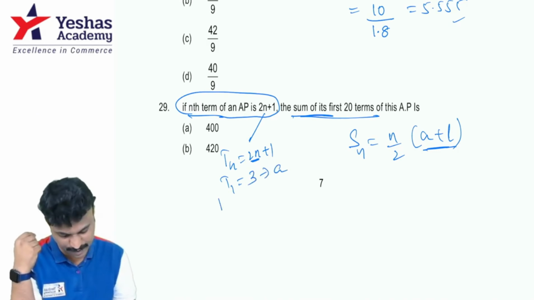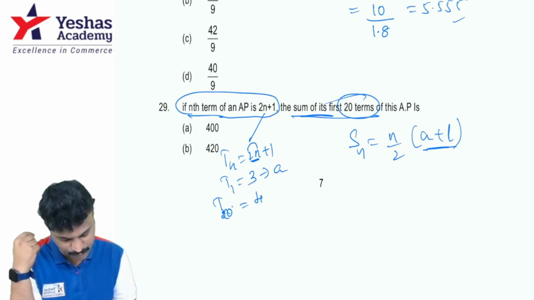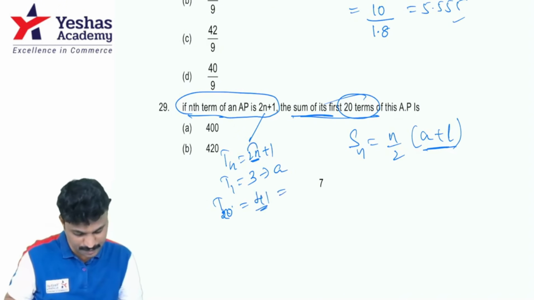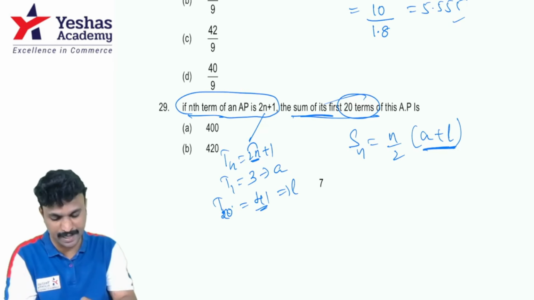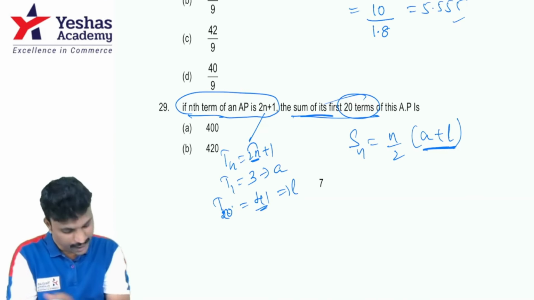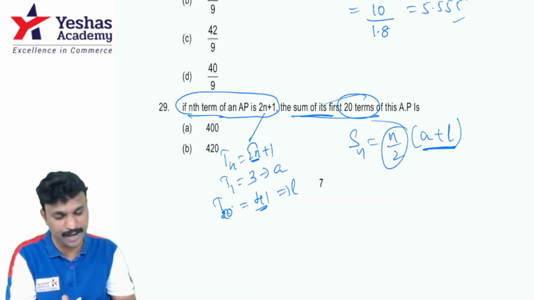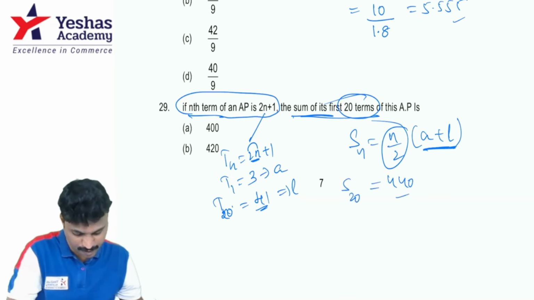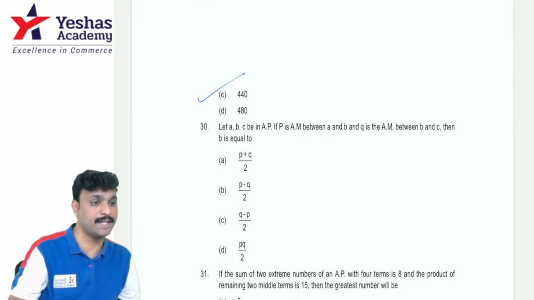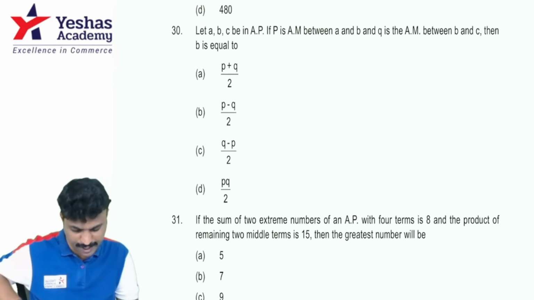And the last term, what is the last term? T20, correct? N is equal to 20. 2 into 20 is 40, 40 plus 1 is 41. So last term is 41, first term is 3. Use the calculator, do A plus L: 3 plus 41 into n by 2, which is 20 by 2. What is 20 by 2? 10. And the result is 440. S20 is 440. So option C is the right answer. Guys, moving on to the next question.